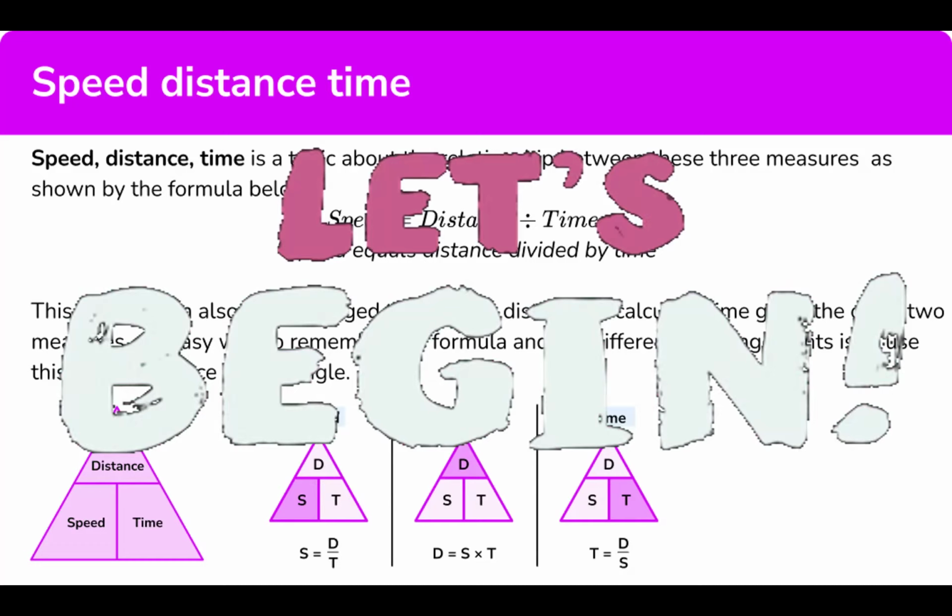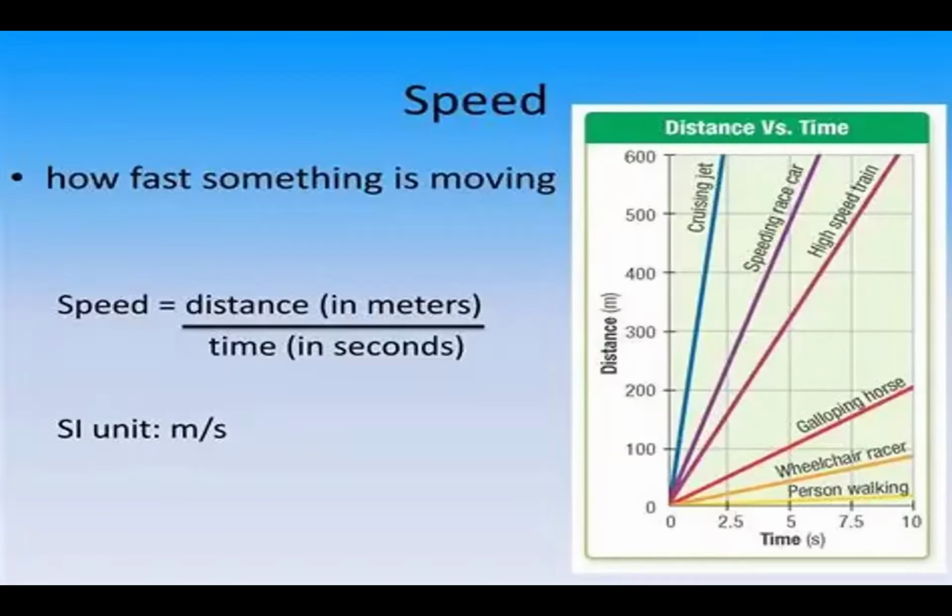So speed is how fast something moves or is moving. It is equal to distance in meters over time in seconds, and the international system unit is meters per second. Distance is how far it goes. Time is how long it takes.